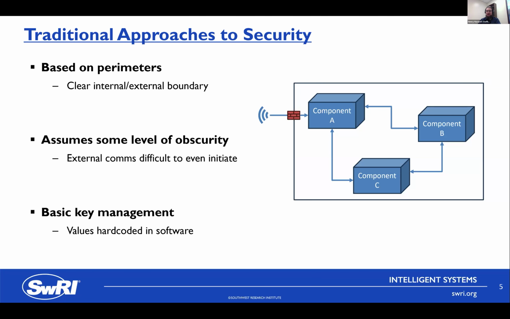Now, the traditional approach to security for space systems is based on perimeters. Essentially, you have a clear internal and external boundary. Once you're in the system, you have full access to the system. You're assuming some level of obscurity, that since external communications may be difficult to initiate, that's your security layer there. And you may have some basic key management with hard-coded values in the software as well.